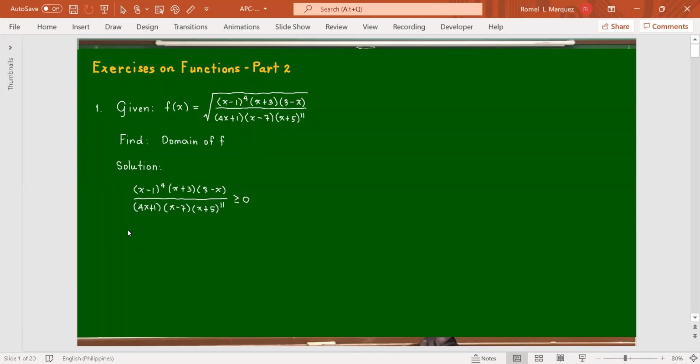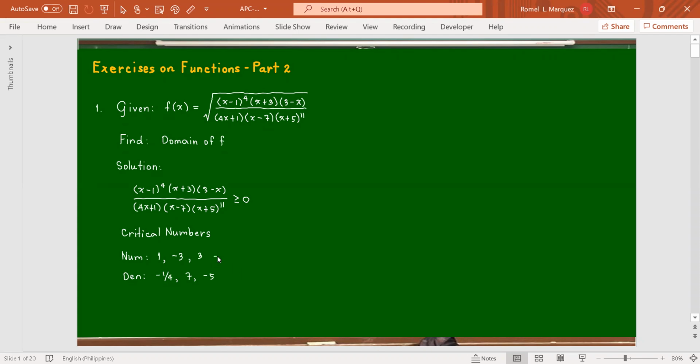First, we need to determine the critical numbers. Critical numbers are the zeros of the numerator and the zeros of the denominator. So for the numerator, what are the zeros, guys? x is equal to 1, −3, and 3, right? What about the denominator? What are the zeros of the denominator? −1/4, 7, and −5. Am I correct, guys?